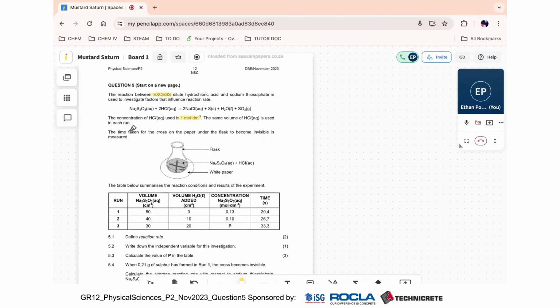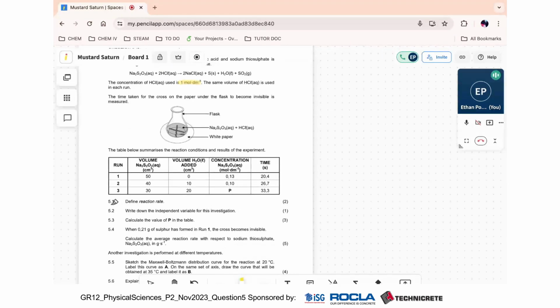The time taken for the cross on the paper under the flask to become invisible is measured. So that's how we measure our reaction rate. Once the reaction gets nice and cloudy due to the formation of products, then we know that the reaction has reached a certain point, and we can use that to time each reaction, so how long it takes. So this is a pretty cool setup to just measure reaction rate, fix one variable, that's HCl, and then vary another one, which is exactly what they've done here with the volume of sodium thiosulfate.